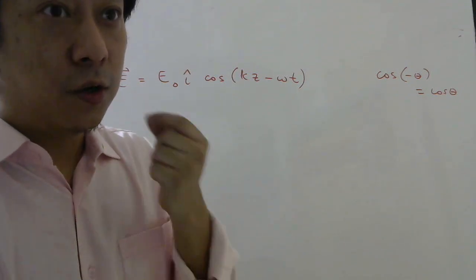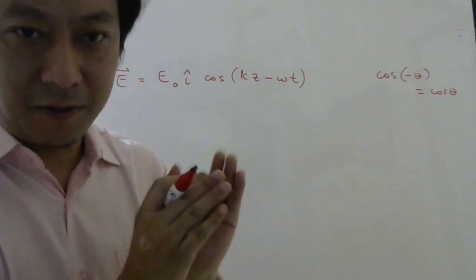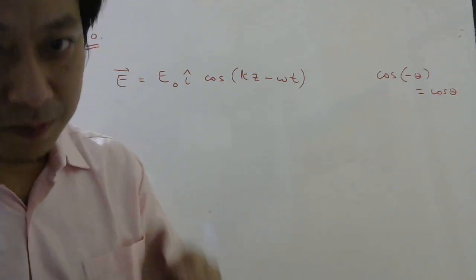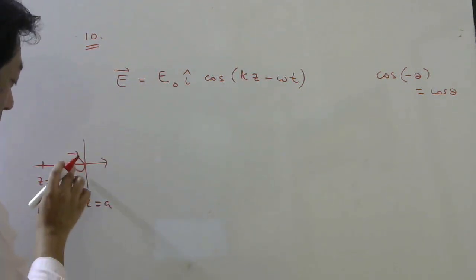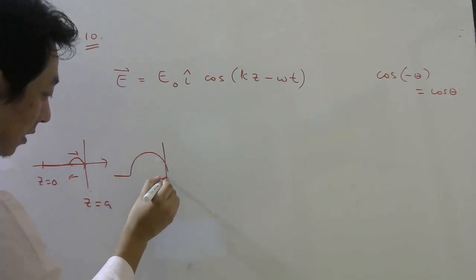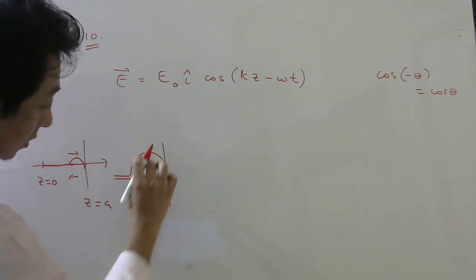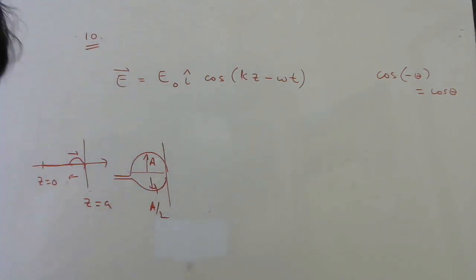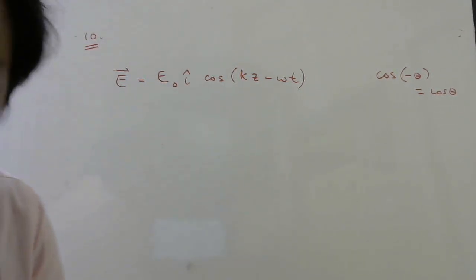If some light was absorbed, they will mention it. Let's say 50% of the amplitude is absorbed. Then 50% will be reflected. So for reflection, the amplitude will be half of this. If incident is this much, reflected will be half of this. So if this amplitude is a, this will be a by 2. But nothing like that is mentioned in the question. So the amplitude of the reflected wave will be the same in this question.